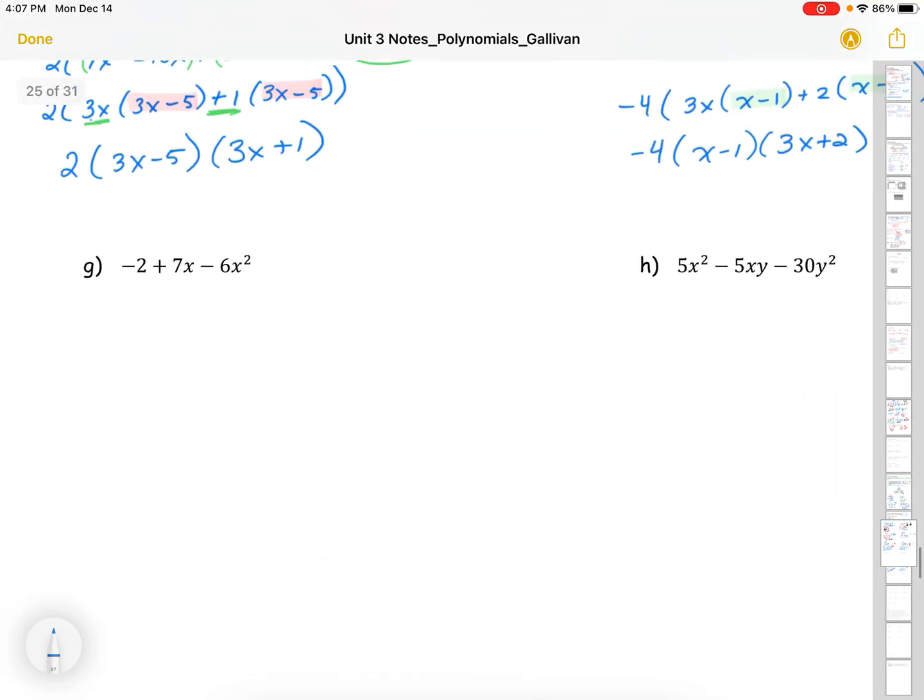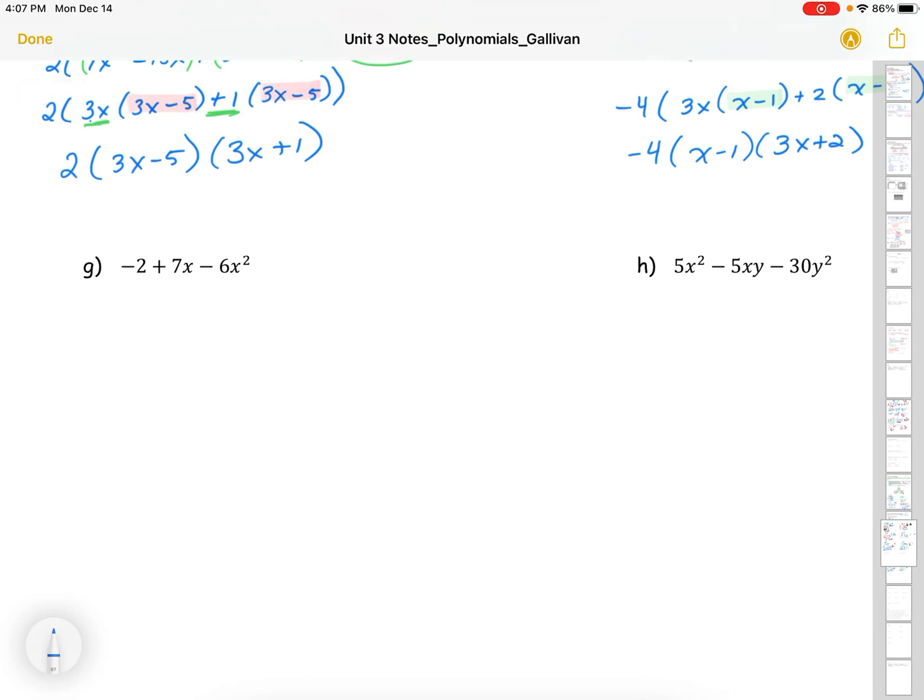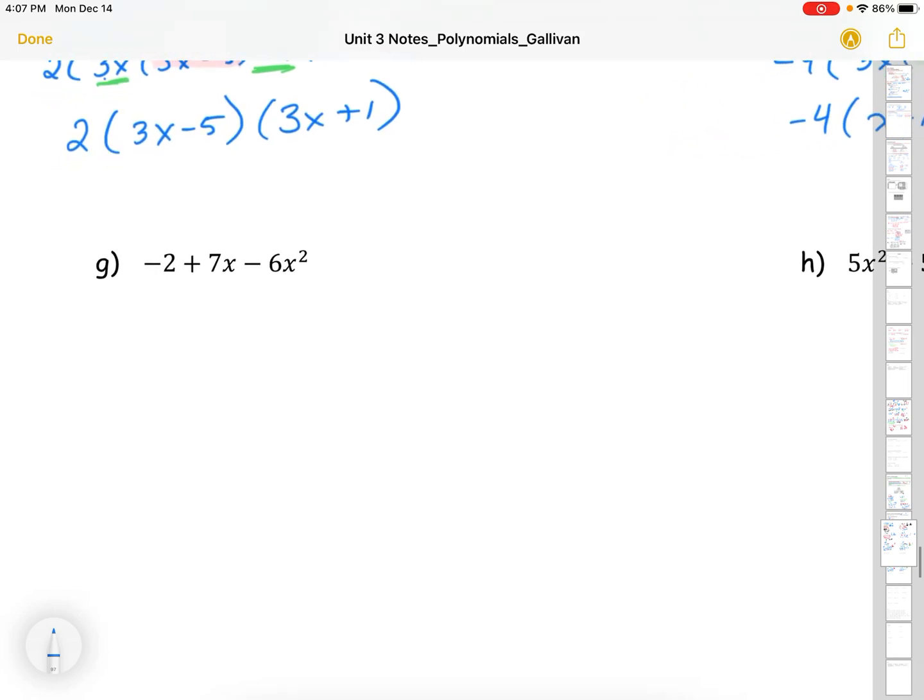Okay. All right, 2 more examples. Now, this next one, we have to change the order because we don't want that 6x squared at the back, right? So we're just going to change our order.